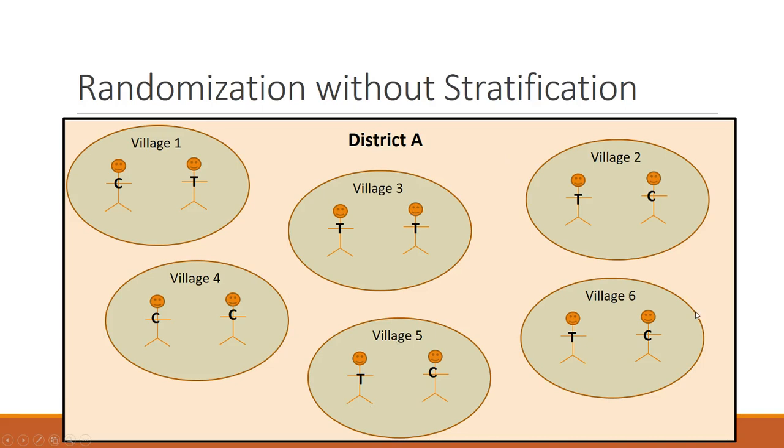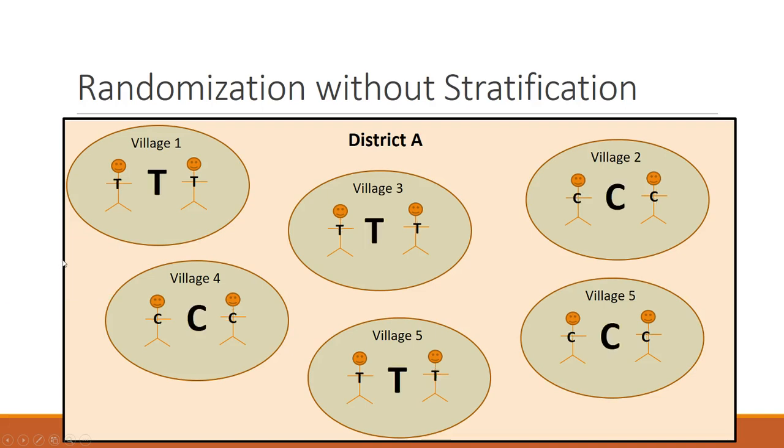Now I mentioned before that you're going to have a possibility for spillover effects when you have a treatment farmer in the same village as a control farmer. So when you have treatment and control individuals that are really close to each other, you have a higher chance of there being a spillover effect. So that's what I'm talking about here.